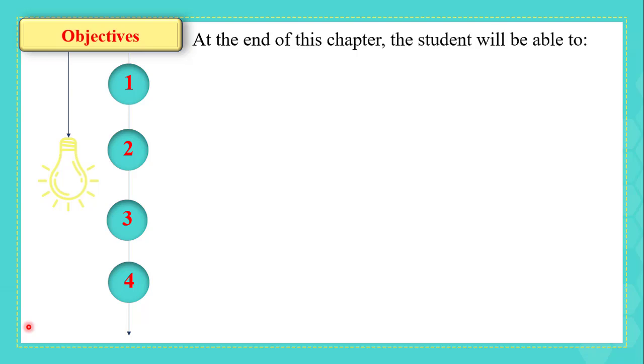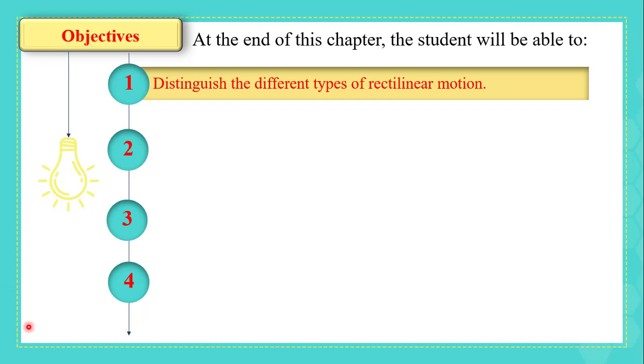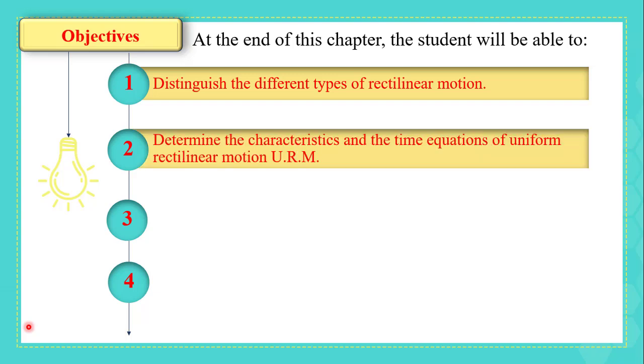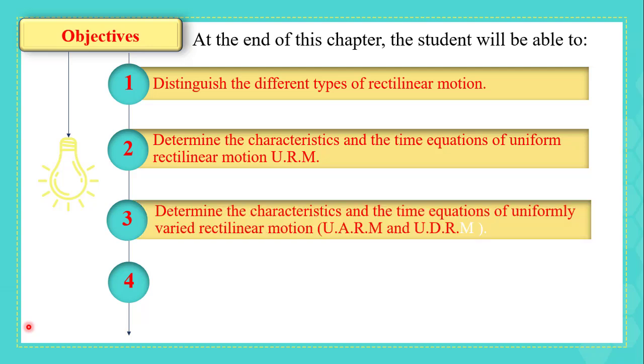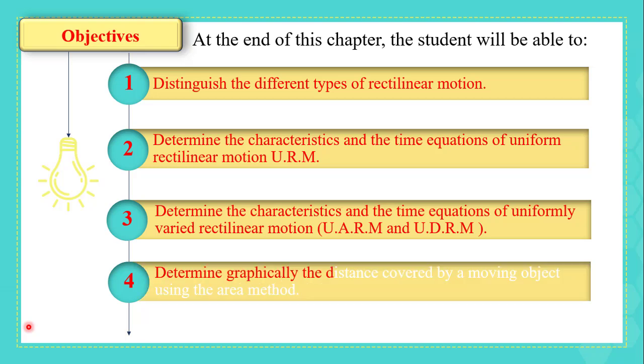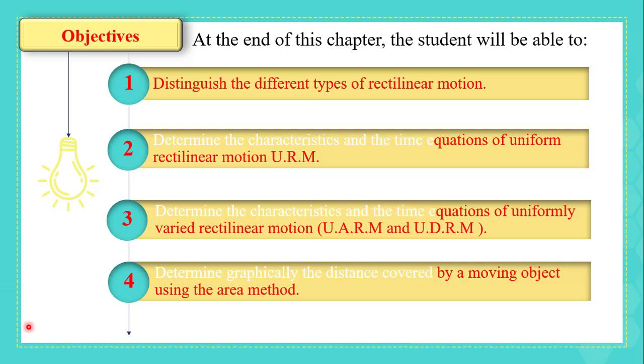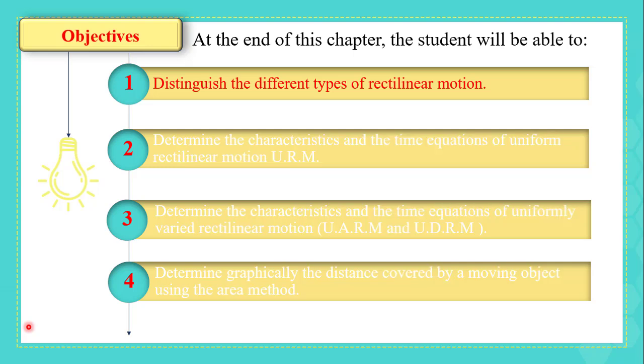By the end of this lesson, you will be able to distinguish the different types of rectilinear motion, determine the characteristics and the time equations of uniform rectilinear motion, determine the characteristics and the time equations of uniformly varied rectilinear motion, UARM and UDRM. Determine graphically the distances covered by a moving object using the area method. In this video, we are interested in the first objective.